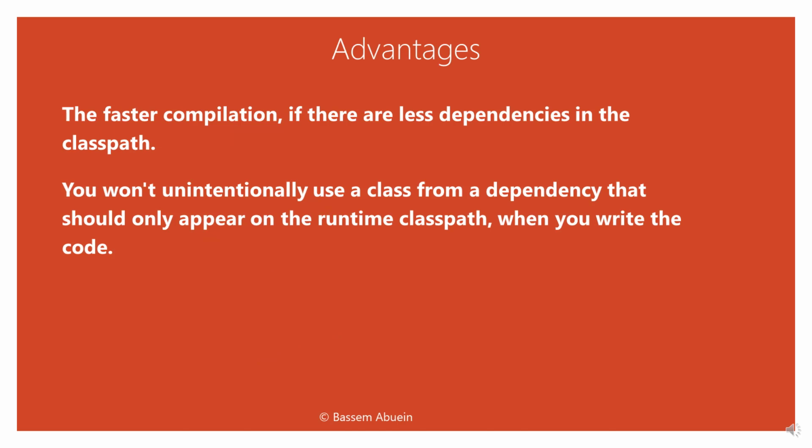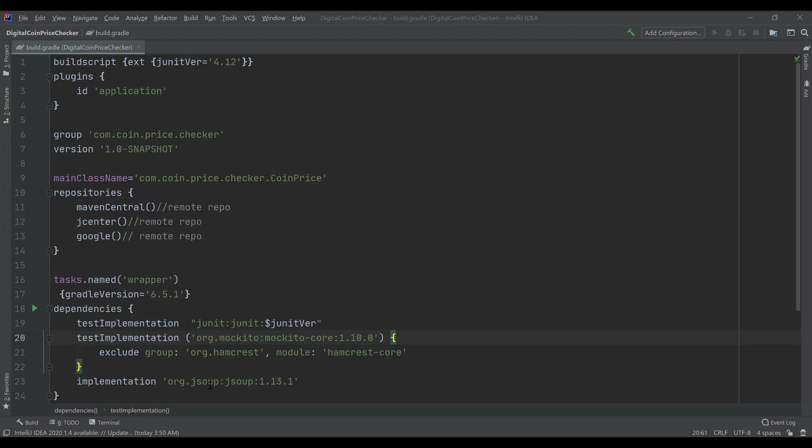So what is the advantage of using these different configurations? First off, we gain a faster compilation time due to fewer dependencies in the class path. Also, you won't unintentionally use a class from a dependency that should only appear on the runtime class path when you write the code. Now let's take a look at the configuration for the JSoup dependency, which is implementation at the moment.